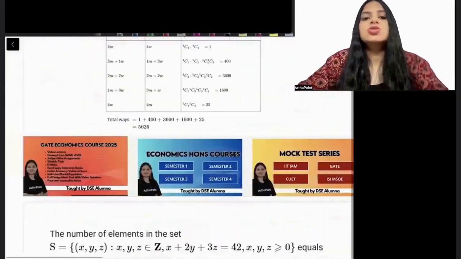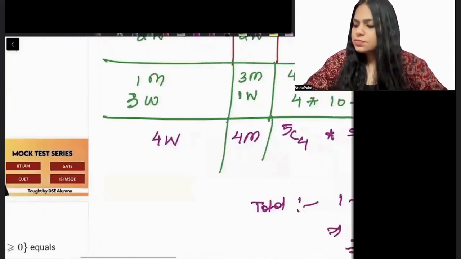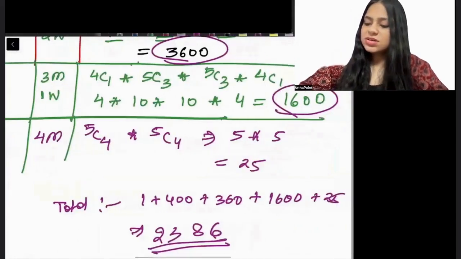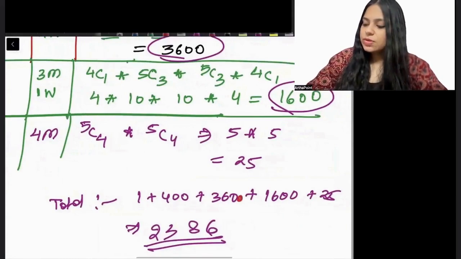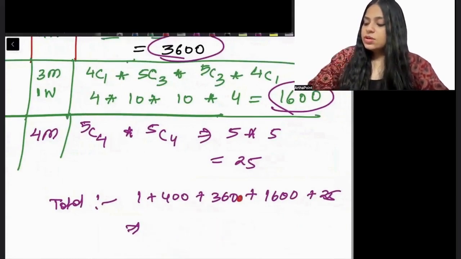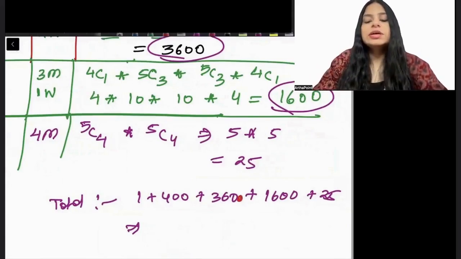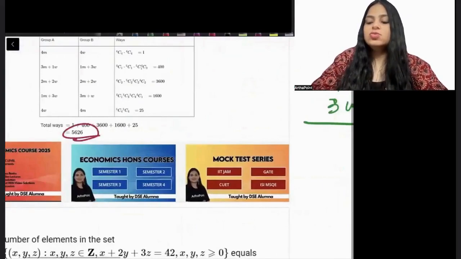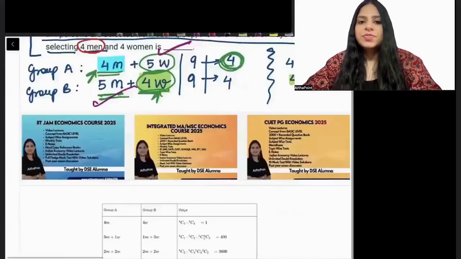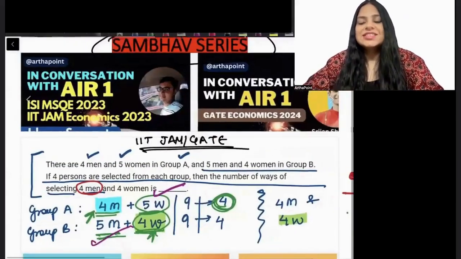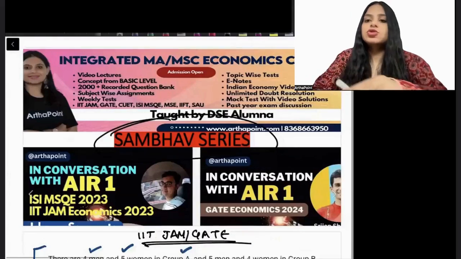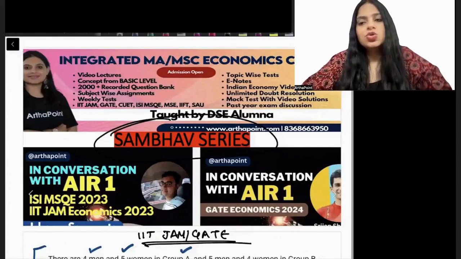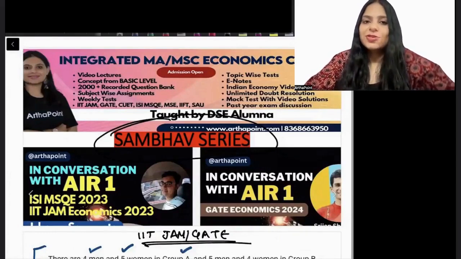Just recheck, the answer should be, this is 3600, sorry. Okay, so just recheck it. The answer that you will be getting will be 5626. That should come out as the answer. I hope that this question is clear to you. Such type of questions are very common in the IIT exam, NAT part. So you need to go ahead and practice such kind of questions.